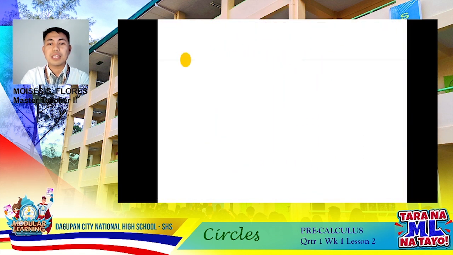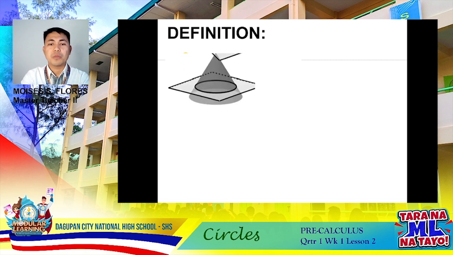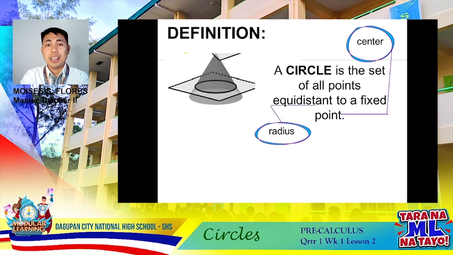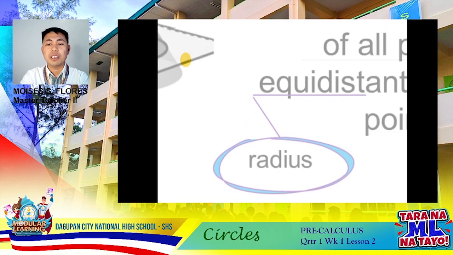Okay. Let us have first the very first competency, which is to define what a circle is. A circle is a set of all points equidistant to a fixed point. And that fixed point is called your center. On the other hand, the equal distance from the center to the points along the circle is called your radius.